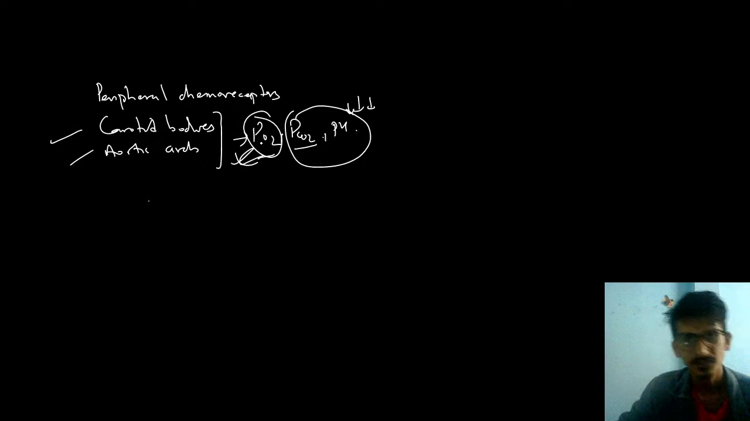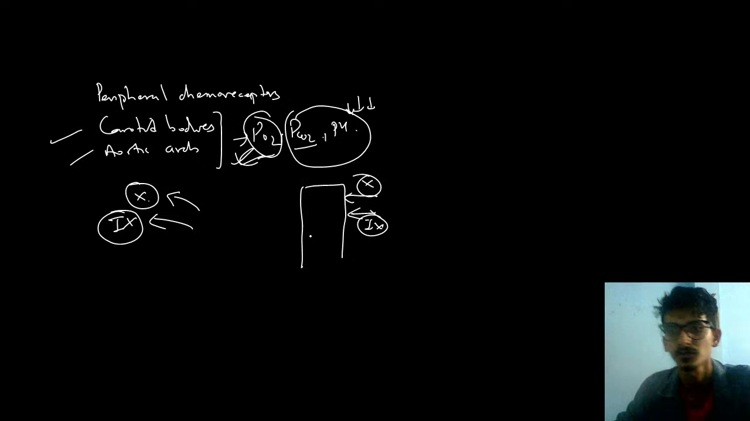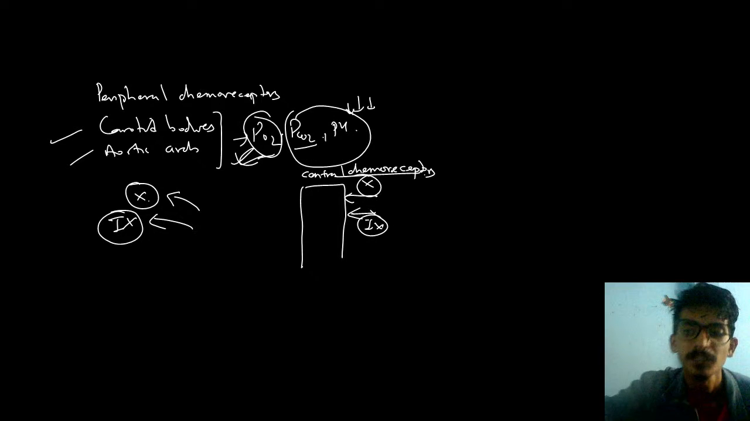When they sense that the oxygen content is lesser or more, they will provide the information via two nerves. One is the ninth nerve, the glossopharyngeal nerve, and the second is the tenth nerve, the vagus nerve. This will go via 9 and 10. These peripheral chemoreceptors will provide the information to the central chemoreceptors. So peripheral chemoreceptors respond to the oxygen content of the blood.